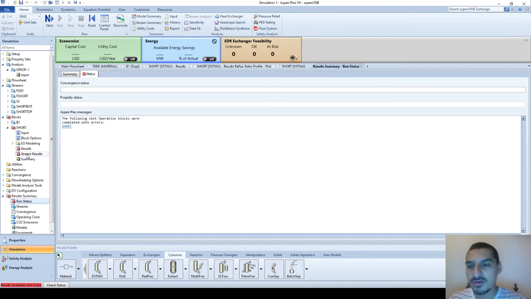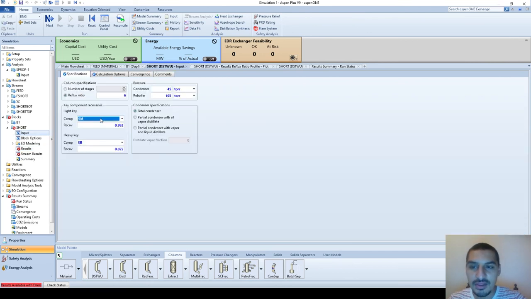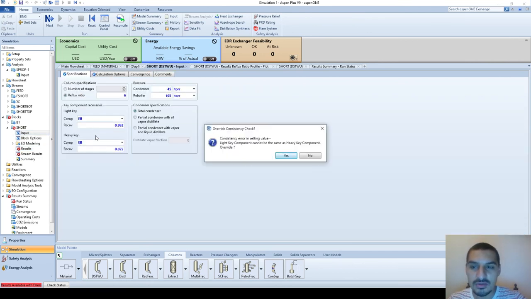Again, the errors in Aspen Plus are not very straightforward. But it says that the calculated minimum number of stages is less than 0. The minimum number of stages is negative, because it's like you are flipping the column upside down, so it cannot understand that. All the stages are negative stages. All these numbers do not tell you that the key components are flipped, but from your experience with the software, you can tell that there is something wrong with the choice of the key components.